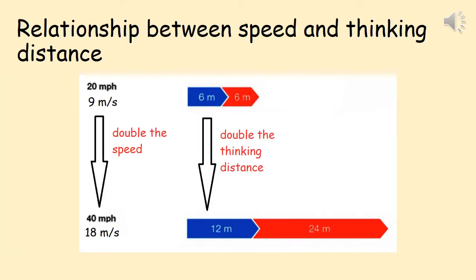So you may have noticed that if I double the speed from 20 miles an hour to 40 miles an hour, that's from 9 meters a second to 18 meters per second, then the thinking distance also doubles. So that's gone from 6 meters to 12 meters.